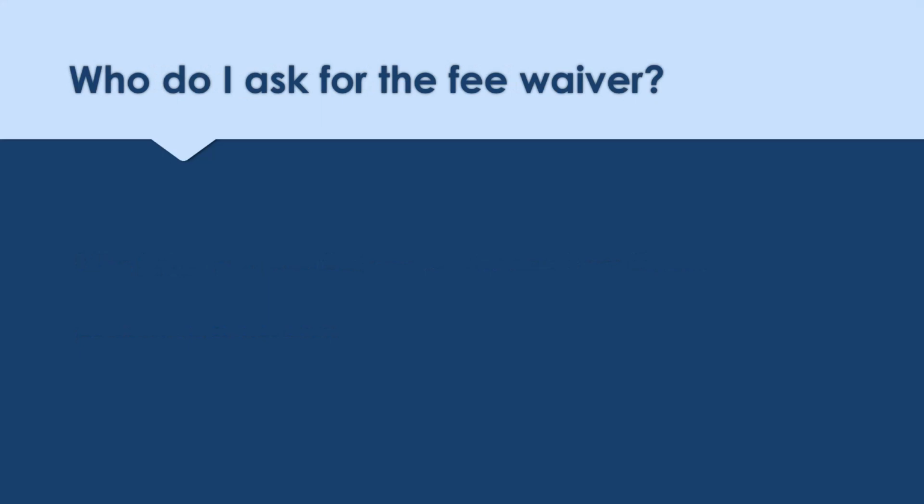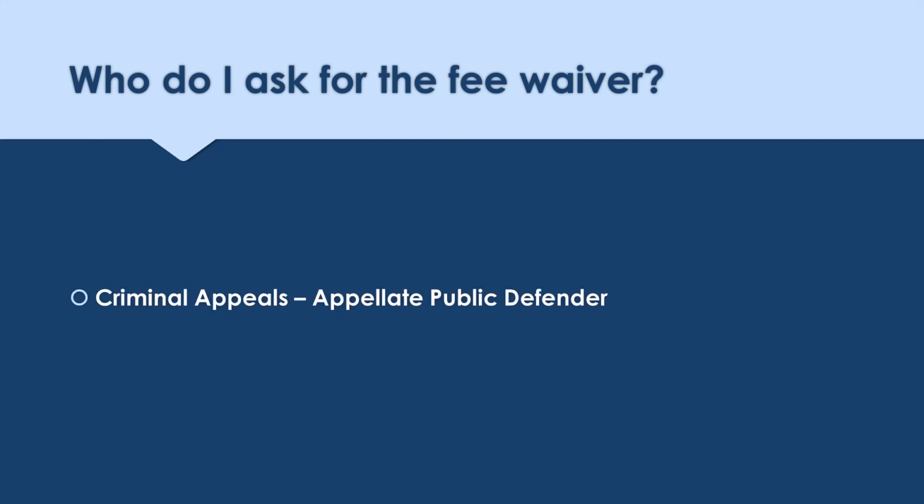There are different procedures for getting a fee waiver depending on the type of case you want to appeal. If you have a criminal case, you will need to apply to the appellate public defender to see if you are eligible for a fee waiver. Even if the appellate public defender does not end up representing you, they will make the determination of whether you can afford the filing fee.